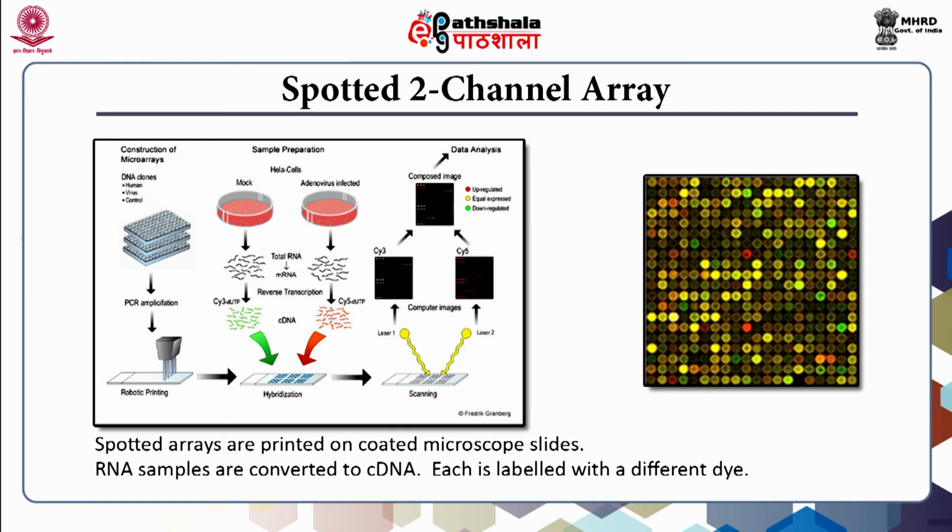After the scanning, the RNA samples are read by using the laser beam two times, first for Cy3, followed by Cy5. These images that are generated through the computer are then overlaid onto each other to generate the final data.